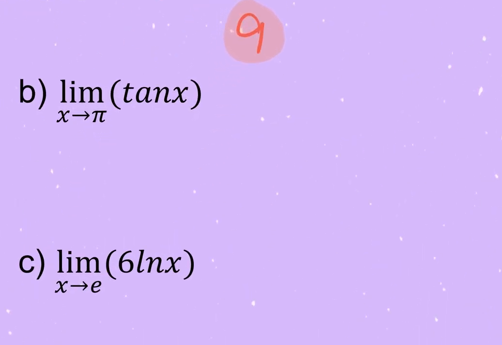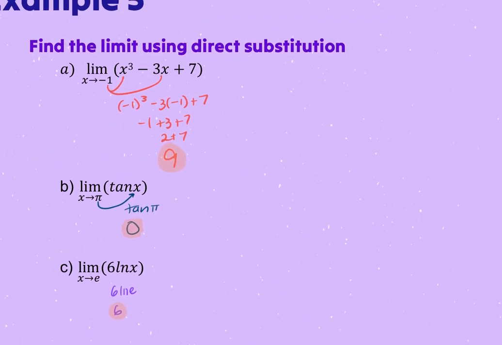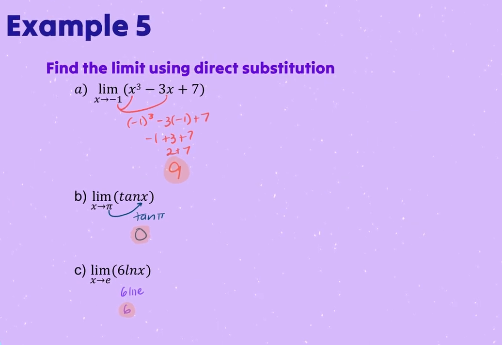Okay, B, the limit as x approaches pi of tan of x. If I plug pi in there, I get tangent of pi. What is the tangent at pi? Good. And C, the limit as x approaches e of 6 ln of x. So 6 ln of e is what? 6. So that is direct substitution, which if it works is the easiest way to do it. Still good.